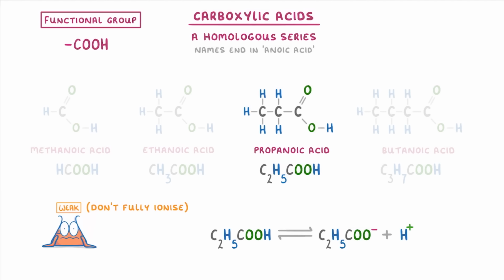The other thing to know is that these negative ions that they form when they ionize have names that end in anoate. So propanoic acid, like we have here, will ionize into a propanoate ion and a hydrogen ion.